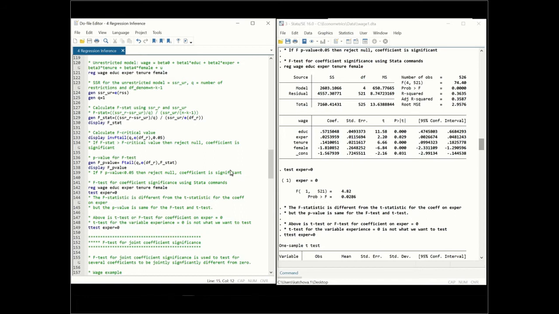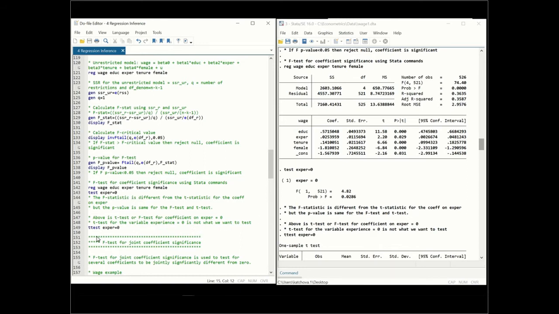So instead of doing this whole slow procedure that we just did to come up with a conclusion, you could just do an F test for coefficient significance. Run the regression, do test of experience equals 0, and you will have the test statistic and the p-value displayed here. So again, we would be concluding here that the coefficient is significant.